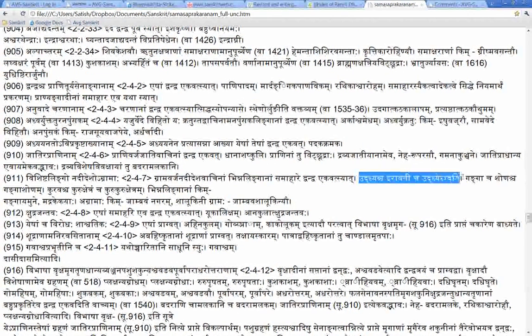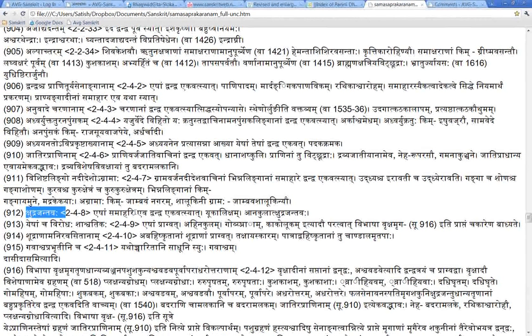Udhyascha Iravati Cha Udhyeravati, we saw in the April 20th class. Then we saw this one, Kshudrantavaha, kshudra jantavaha. Kshudra means tiny creatures. We also saw that. Esham samahare. There's a typo here. Esham samaharaha.